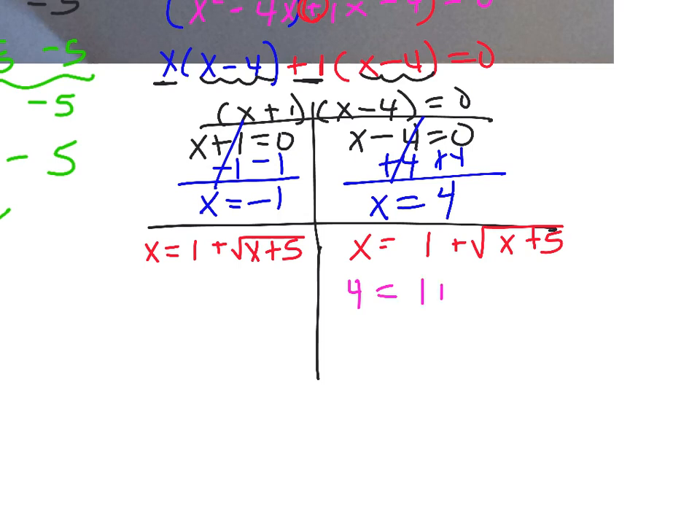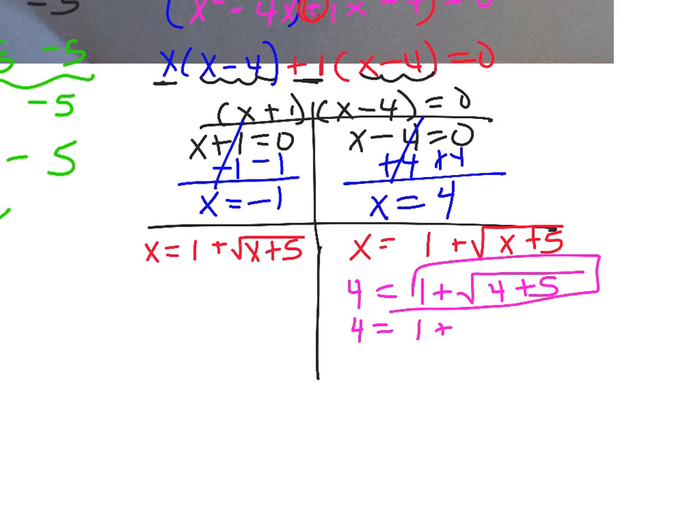So 4 equals 1 plus the square root of x plus 5, and x is 4. You could even plug this into your calculator if you want. But this is the square root of 9. The square root of 9 is 3, so it's 1 plus 3, and 1 plus 3 is 4. So this is a good answer.